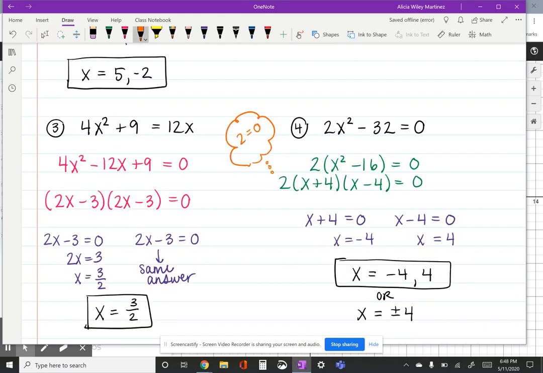Look at 3 and 4 here. I have the work and the answers. So if you got the right answers, you can go ahead and move on. But if you had any questions, just quickly take a listen to the explanation.